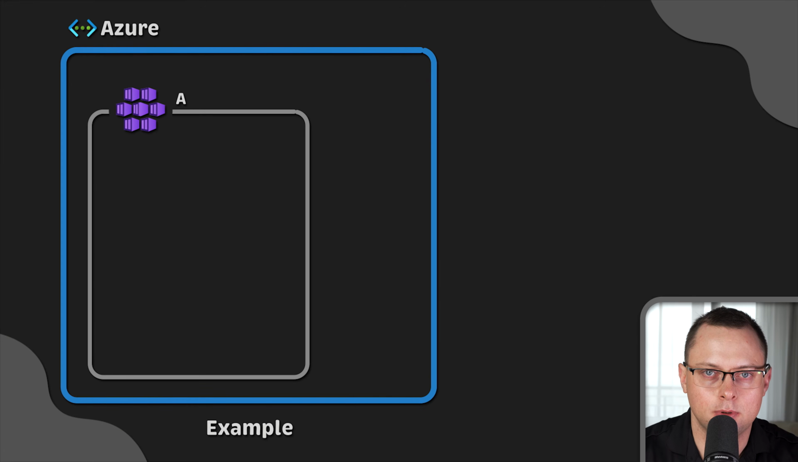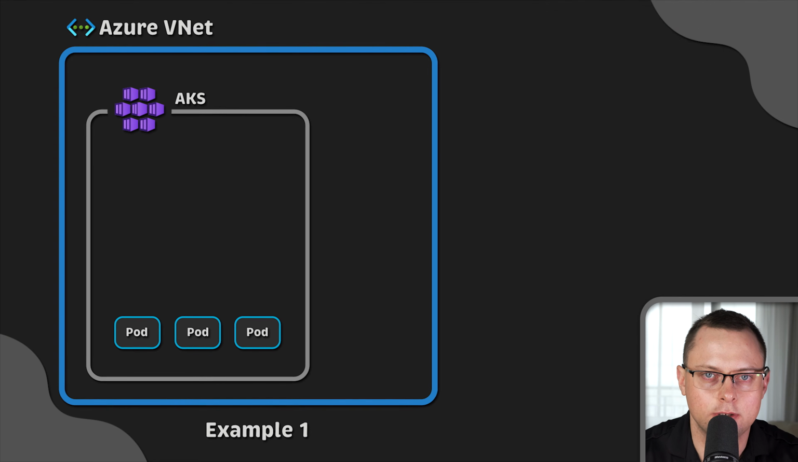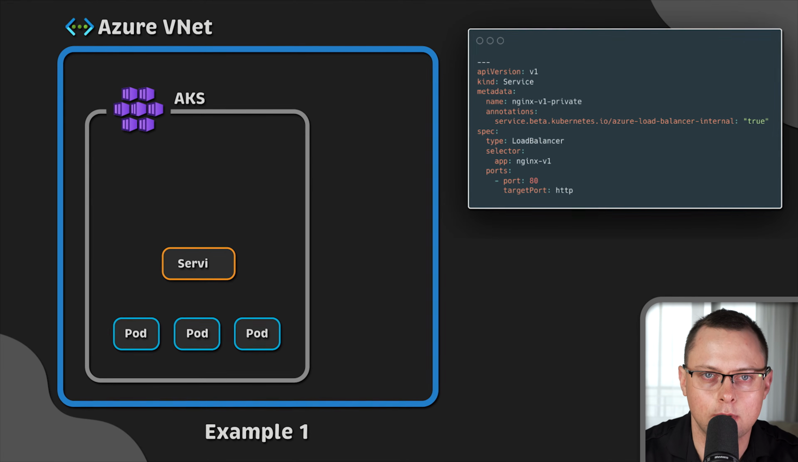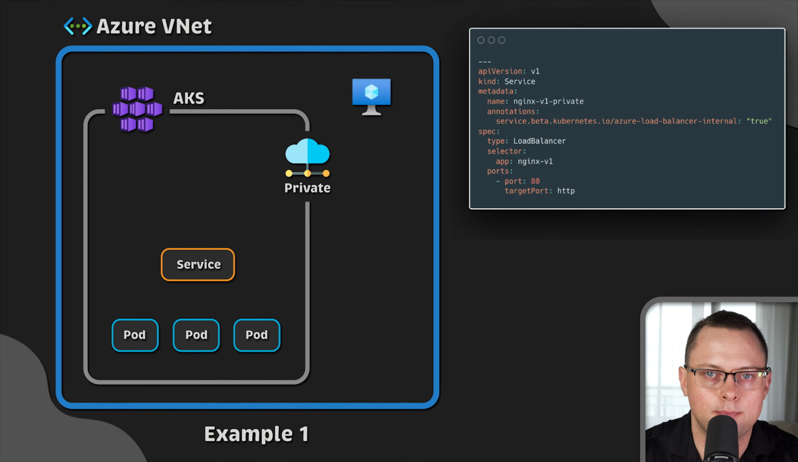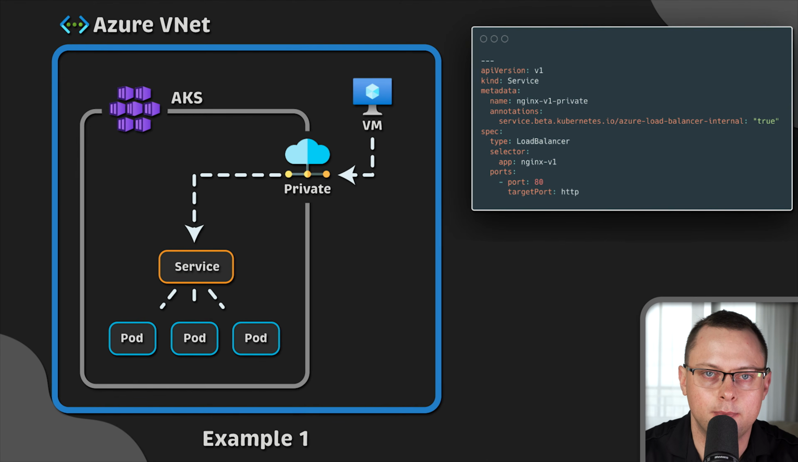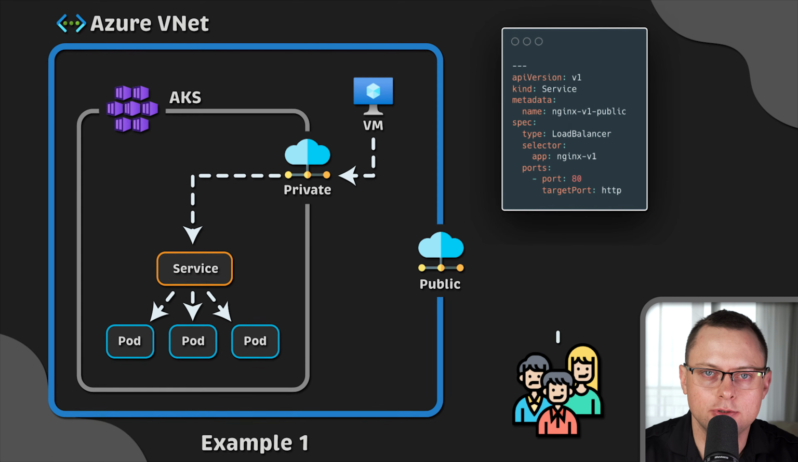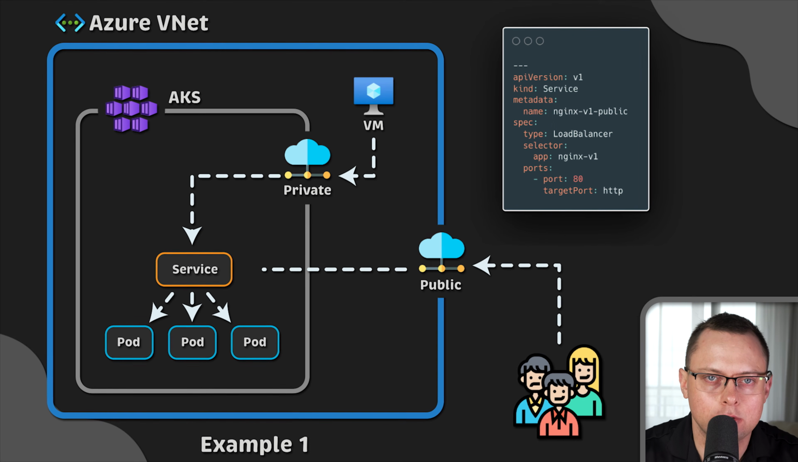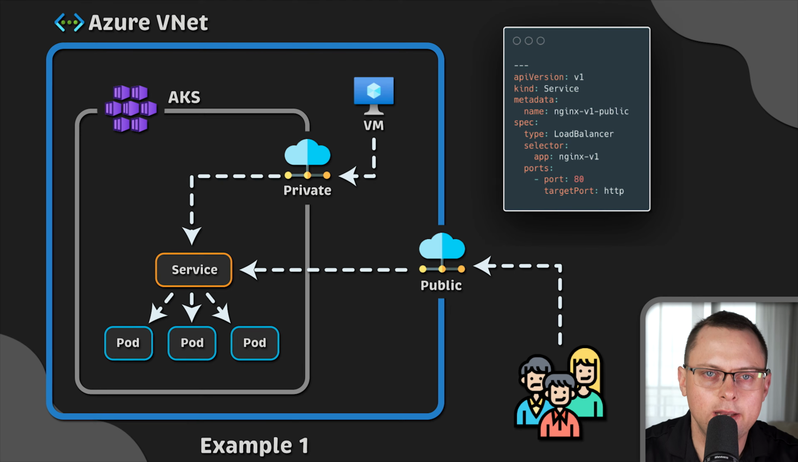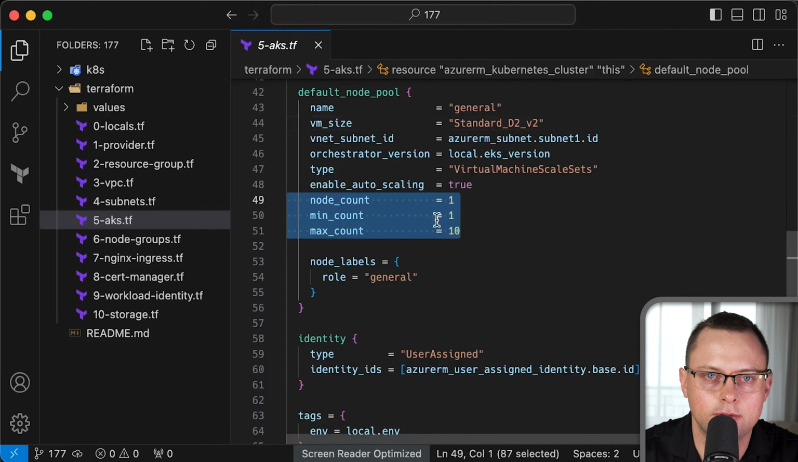For the first example, we'll create a simple Kubernetes deployment and expose it using a Kubernetes service of type load balancer. We'll configure it to create a private or internal load balancer within the VNet we previously set up. Additionally, we'll expose the same application using a public or external load balancer to allow anyone on the internet to access it. For the second example, we'll create another deployment to test the auto-scaling feature built into the AKS cluster.